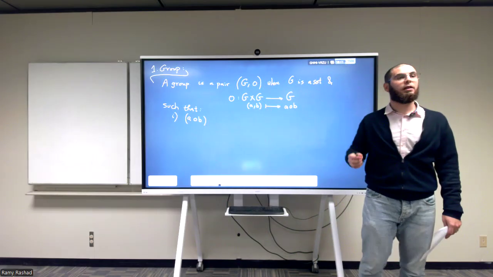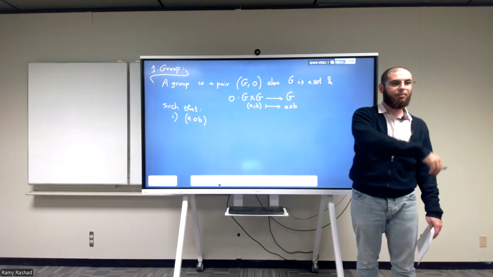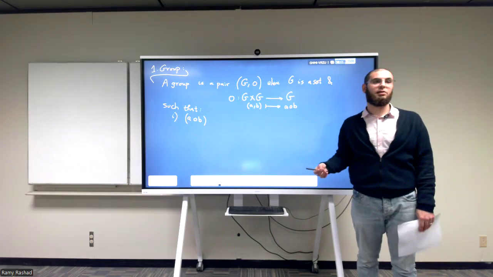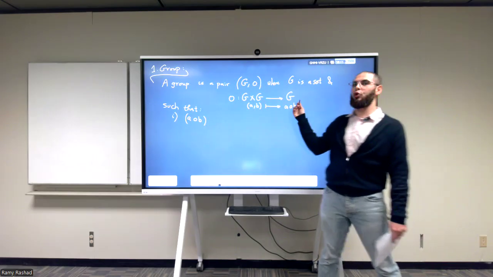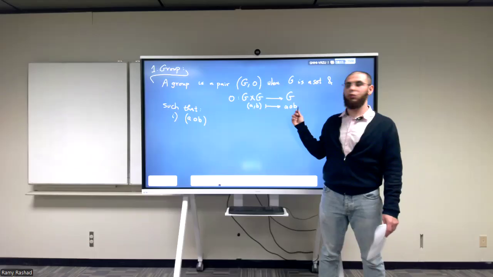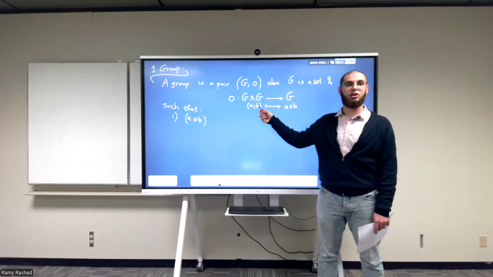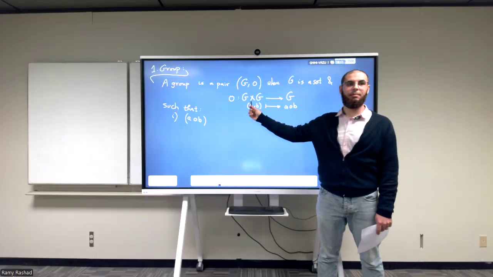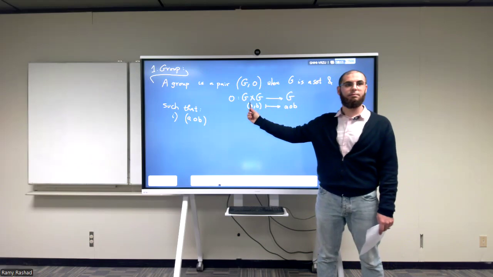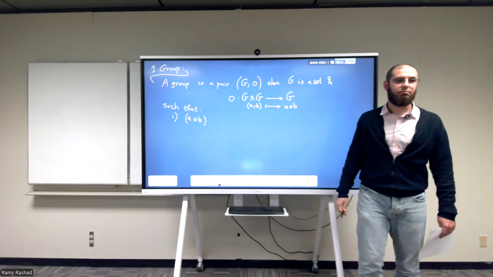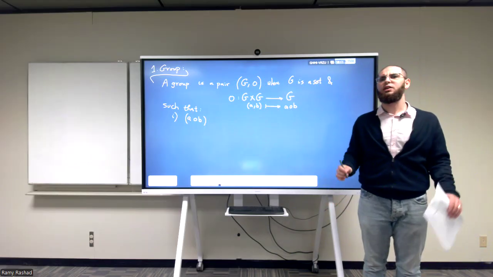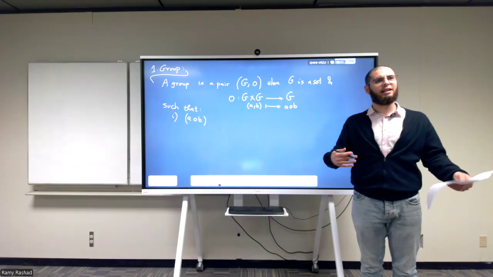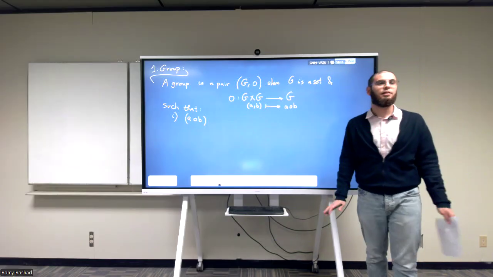What do you mean by the domain? Where the map goes from. What do you mean by the target or the codomain? Where the map goes to. Where does this map go to? To G. Where does it come from? G cross G. Is this set the same as this set? No. Very easy. Is 1 equal to 2? Is 1 the same as 2? It's logical. Is it really that simple? Yes, it's really that simple.